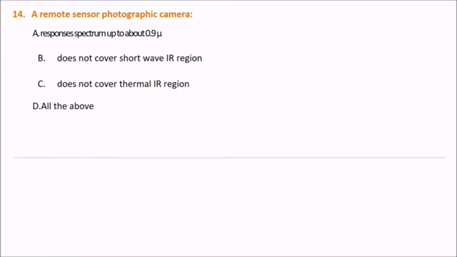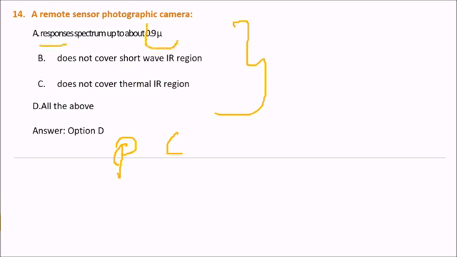Next is a remote sensor photographic camera. Now this is the option for you. Does not cover which region? A remote sensor photographic camera. We are talking about photographic camera. The answer is all of the above. Responsive spectrum up to 0.9 micrometer. Does not cover shortwave infrared. Does not cover thermal IR.